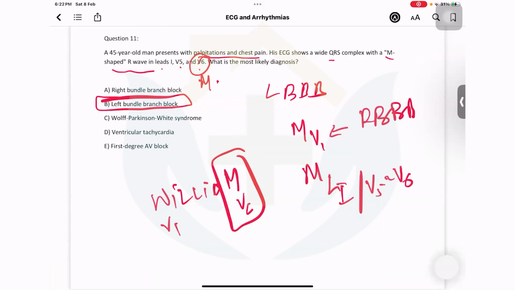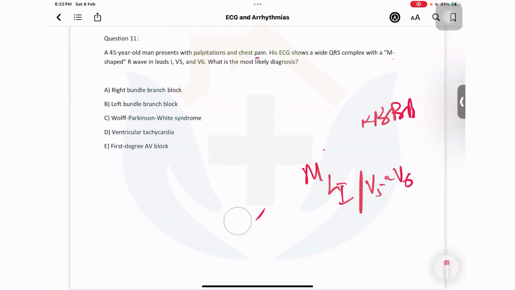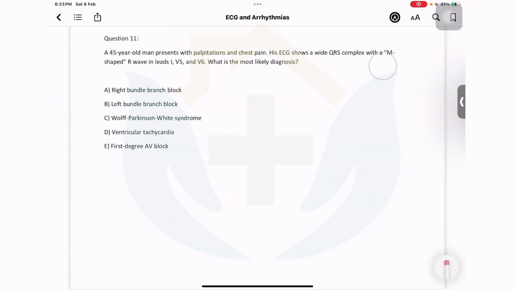Next question. A 45-year-old man comes with palpitations and chest pain. ECG shows a wide QRS with an M-shaped R wave in lead 1, V5 and V6. What is the likely diagnosis?